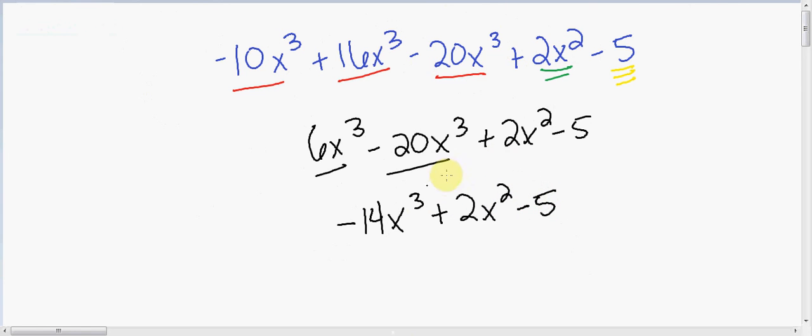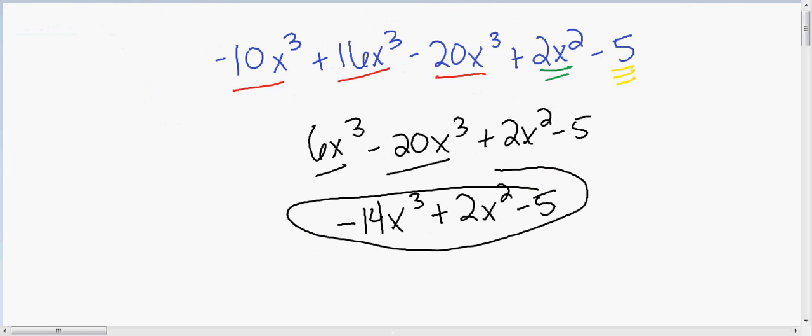Now I look at my 3 remaining terms, and I have an x cubed, I have an x squared, and then I have a constant. None of those are like terms, so I'm finished. Also notice that my answer is in what's called descending order. Biggest exponent first, followed by the next biggest exponent, followed by a constant that doesn't have any variable at all. Okay, so my final answer, like I said, we'll clean it up here a little bit, is negative 14x cubed plus 2x squared minus 5.